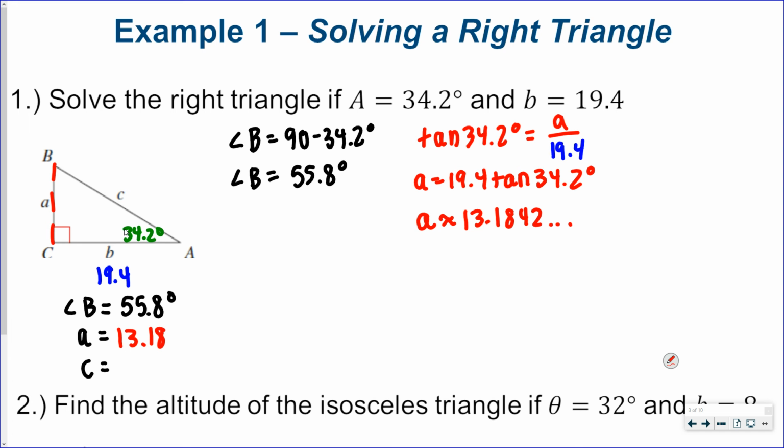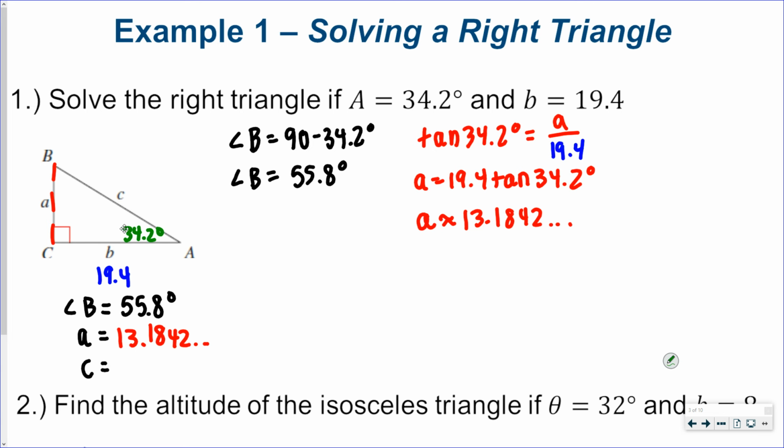Does it make sense? We are literally talking about this in geometry right now. Does it make sense that side A is shorter than side B? Yeah. Why? It's across from the smaller angle. Yep. It's kind of the hinge theorem. Actually, it's not really the hinge theorem, I shouldn't say that, but kind of.